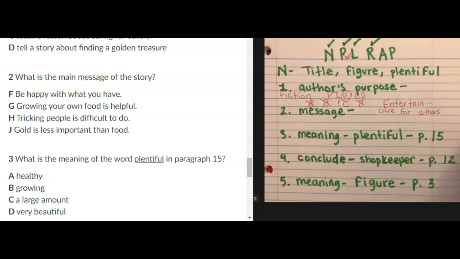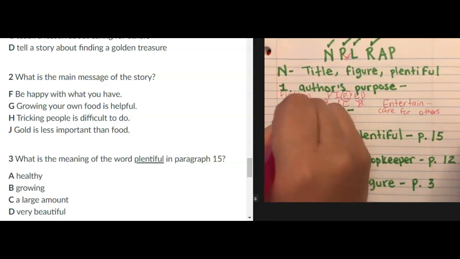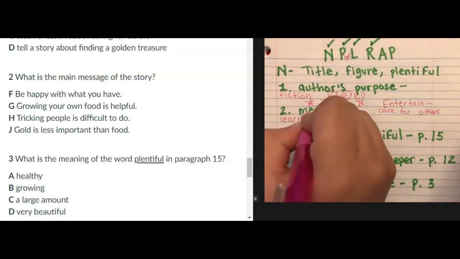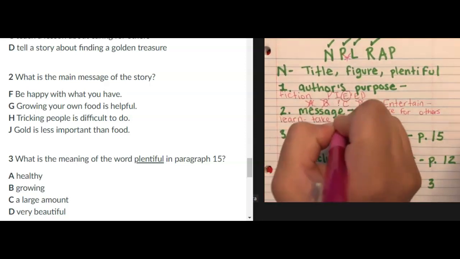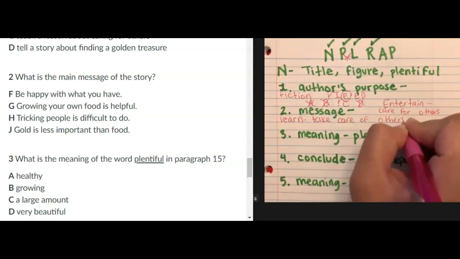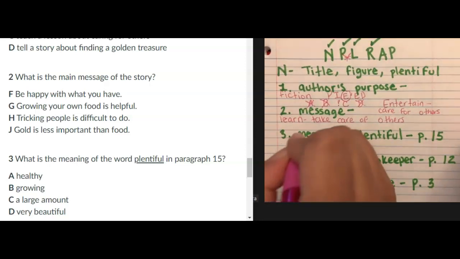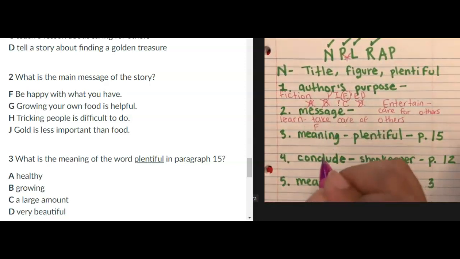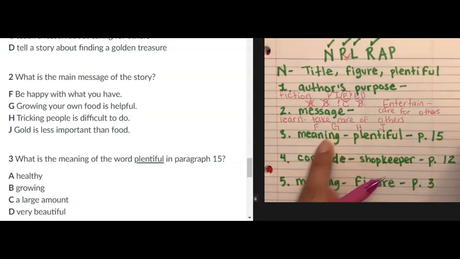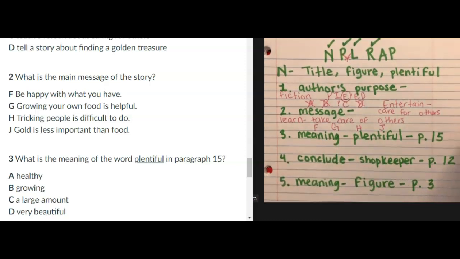Well, what did the author want me to learn about? What did I learn? I learned that you should take care of others. So I'm going to write my answers. I have answer F, answer G, answer H, and answer J. I'm going to cross out any of the answers that I don't think are correct, and then I'm going to choose the best answer.